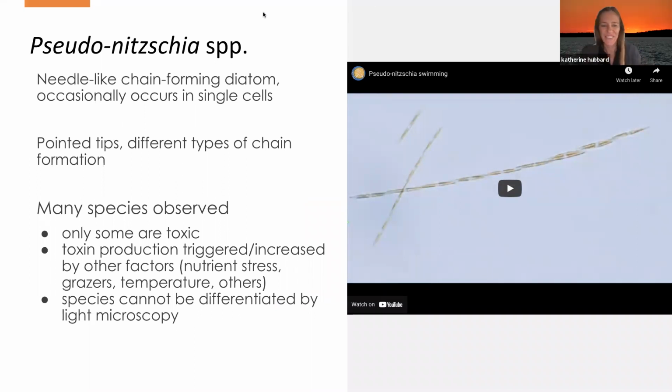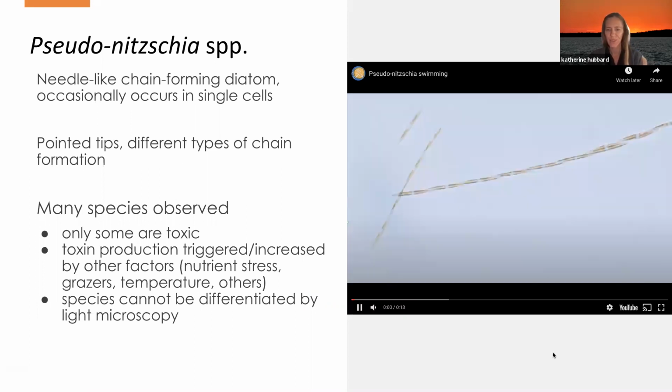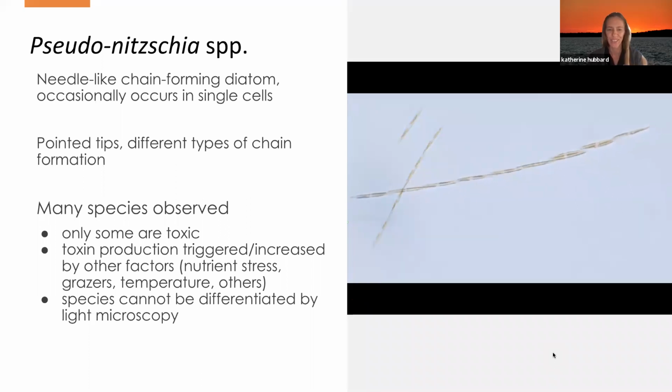Great. So Pseudonychia, switching gears a little bit, is a diatom, and it forms needle-like chains, although it can occasionally occur in single cells, as you can see in the image shown here. And if you go ahead and press play, Pseudonychia doesn't swim, but it does glide. This is it gliding on a microscope slide. So you may see it moving around if you're looking at a live sample. And it's unlikely to be, again, swimming in the water, but it may be able to glide across substrates.